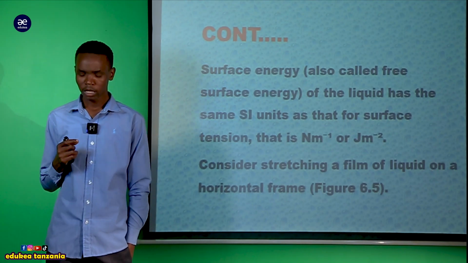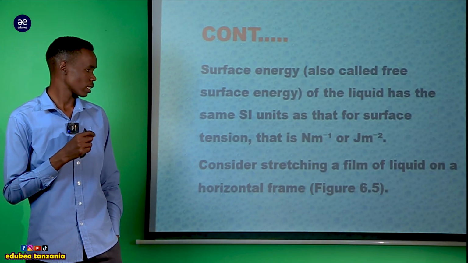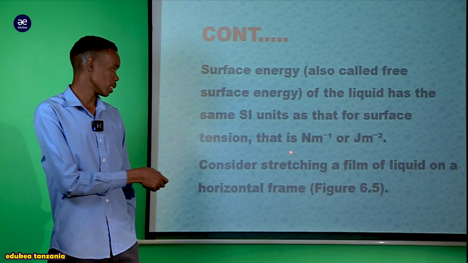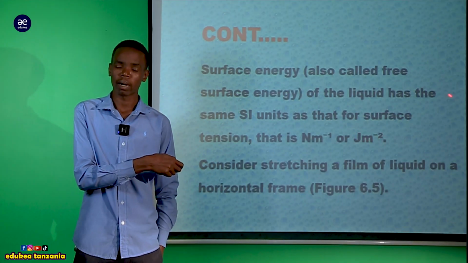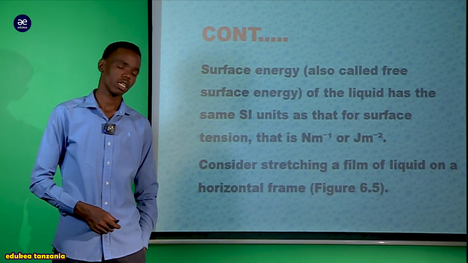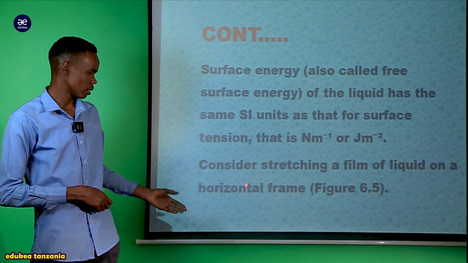All of them contain the same unit, which we call Newton per meter or Joule per meter square. This is the unit of the surface energy or the free surface energy.